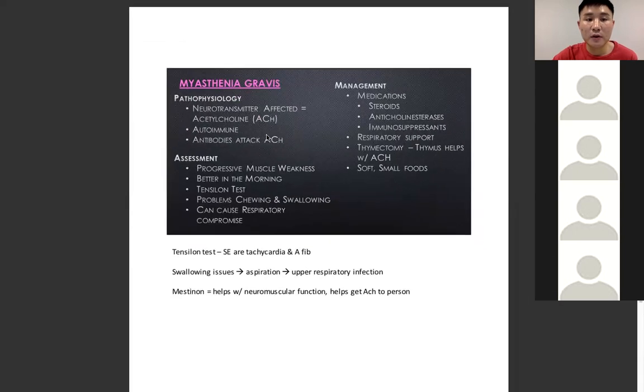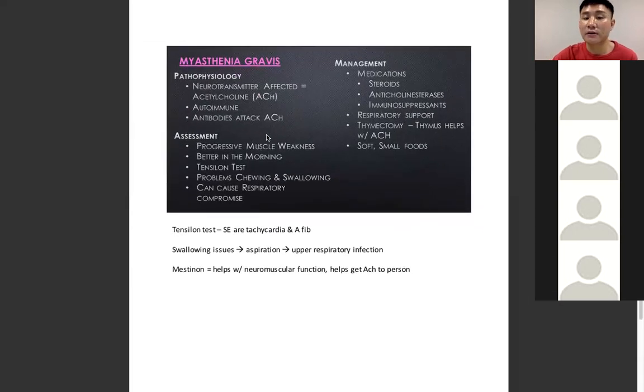Now we have something called Myasthenia gravis, also known as, or usually called, MG. The pathophysiology behind MG is acetylcholine. So earlier, Parkinson is dopamine, MG is acetylcholine. MG is also an autoimmune disease. So what does that mean? That means autoimmune disease, again, is the body attacking itself. But in this case, the body is attacking the acetylcholine inside the body.